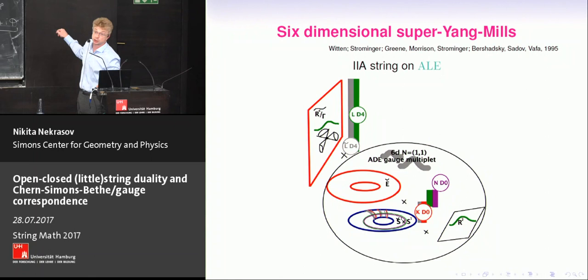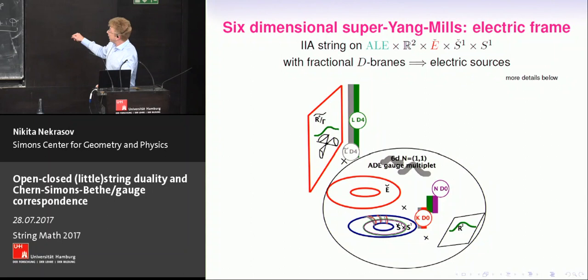And so this soup of gauge fields lives in six dimensions, which is the product of the dual elliptic curve, T2 and R2. Now, these branes, which we had added in our construction, become sources for these gauge fields. And when you think about them, they're electric sources. So they actually couple to gauge fields directly.